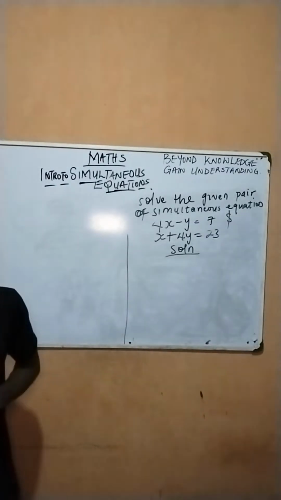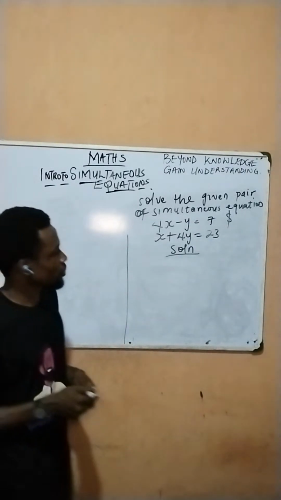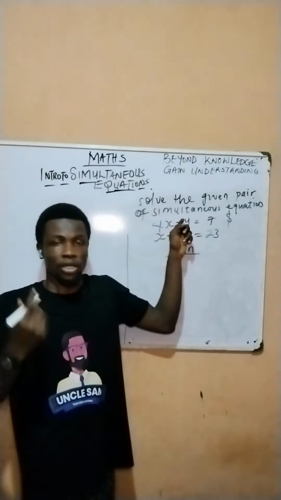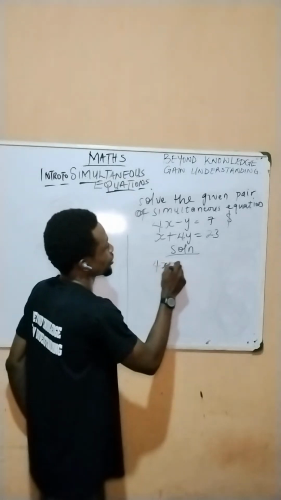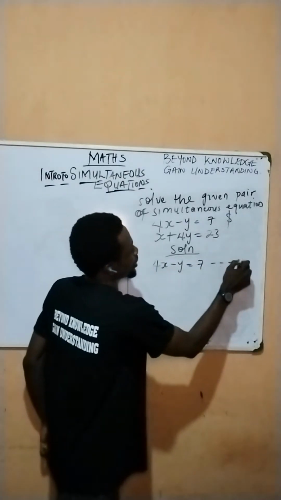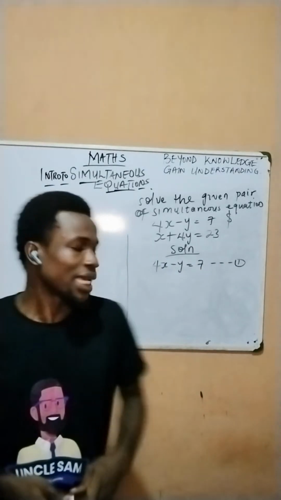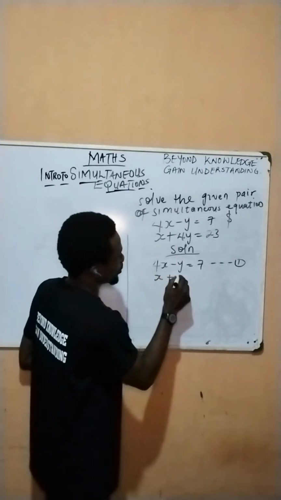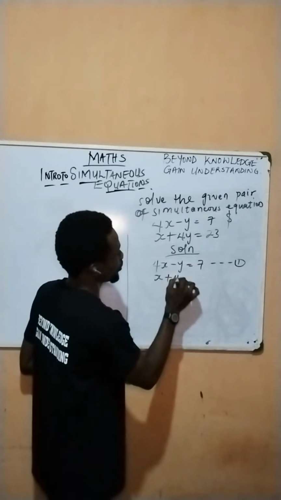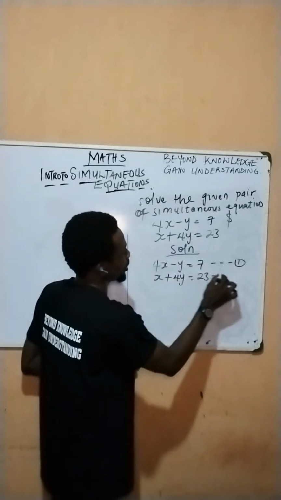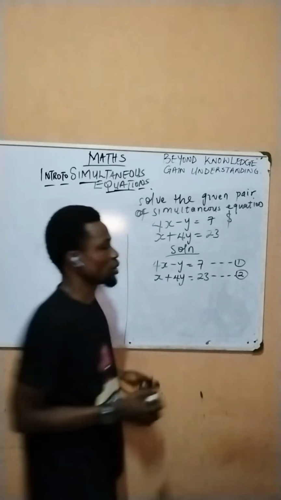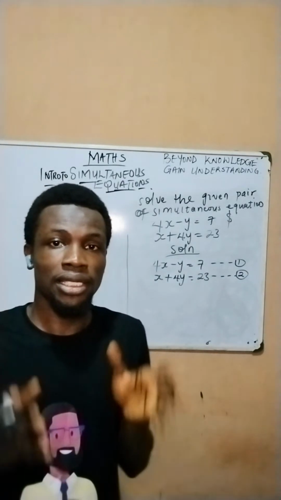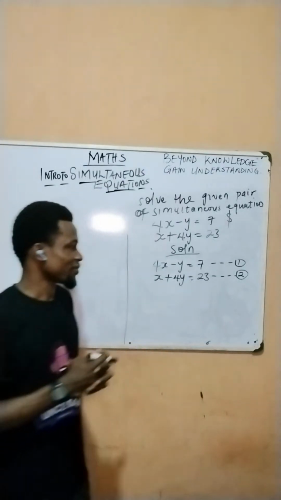Using the elimination method. First and foremost, write out the equations. The first equation given is your equation 1, so this is 4x minus y equals 7. And then the other one, x plus 4y equals 23, is our equation 2. So let's go on and use the elimination method to solve this pair of equations.